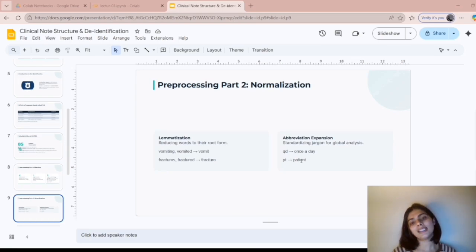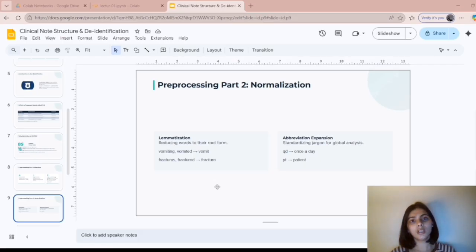We have the second step, which is normalization. We do two things in the normalization. The first is lemmatization, and the second is abbreviation expansion. In lemmatization, we reduce the words to their root forms. For example, there is a word vomiting or vomited. Where is it coming from? It's coming from the root word vomit. So we're going to find the root word first, similar for fractured, coming from the word fracture.